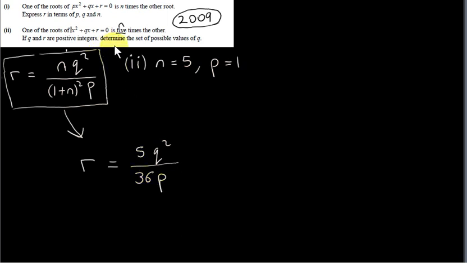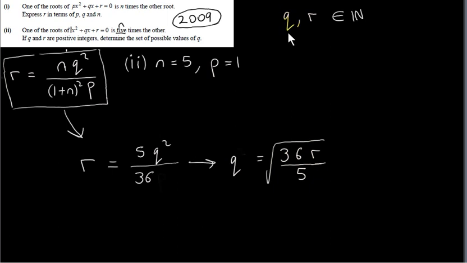Now we're interested in the set of possible values of q. Multiplying both sides by 36, we get 5q squared equals 36r. Then we divide both sides by 5 and take the square root. We get q equals the root of 36r over 5. Now we're given that both q and r are positive integers. That means that they are natural numbers. So that means that this expression in here must be a square. It must be the square of some integer, because then we can take the square root and get an integer.